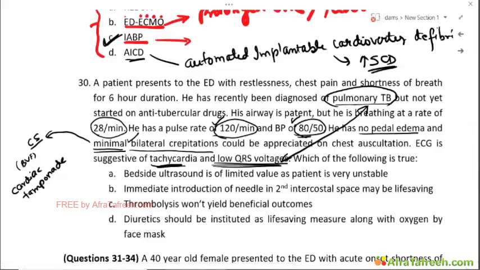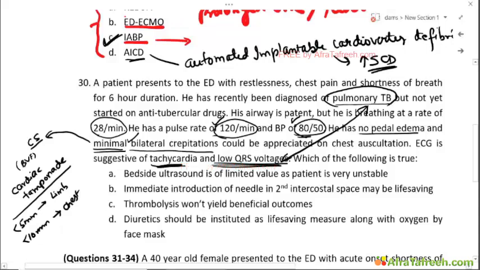Right. So how do you define low voltage complexes in the ECG? They are usually QRS complexes less than 5 millimeter in height in all limb leads and less than 10 millimeter in chest leads. That's a gross, simple definition for low voltage complexes. There are many other definitions as well, but this is the most commonly used one in the emergency department.